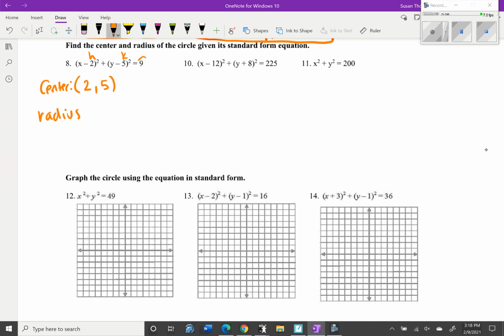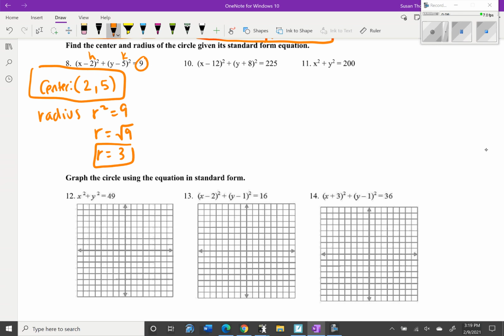because we know this is r squared, so r squared equals 9, so r is equal to plus or minus the square root of 9. But we don't need the minus because we can't have a negative distance, so we're just going to use the plus, so r is equal to 3.